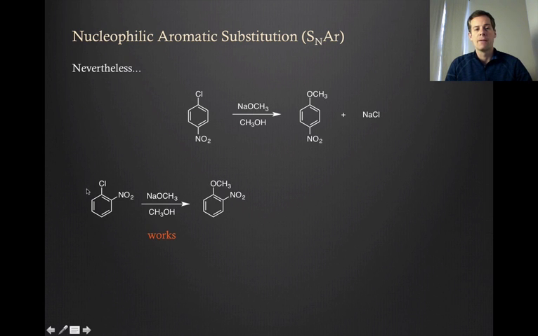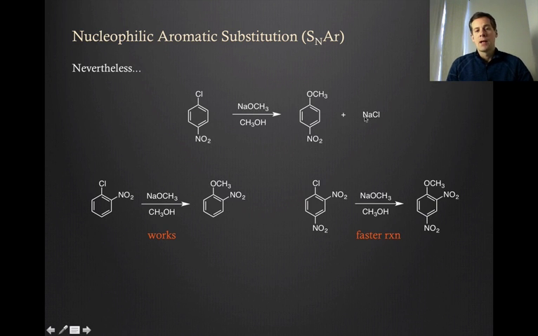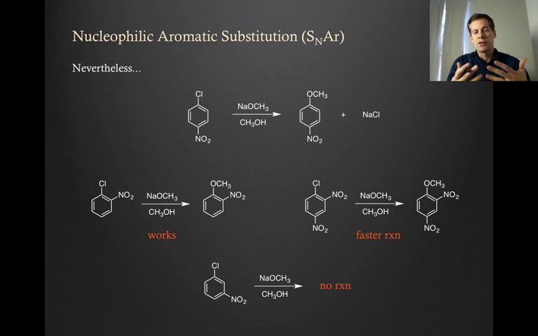It turns out if we have orthochloronitrobenzene, that also works. It gives us the ortho product. If we were to have dinitrochlorobenzene and do the same reaction, we would also get the substitution product. The rate would actually be significantly faster than in either of these two cases. And then if we look at metachloronitrobenzene, same reaction conditions, we don't see any reactivity. So ortho and para seem to work fine, meta is unreactive. What's going on?